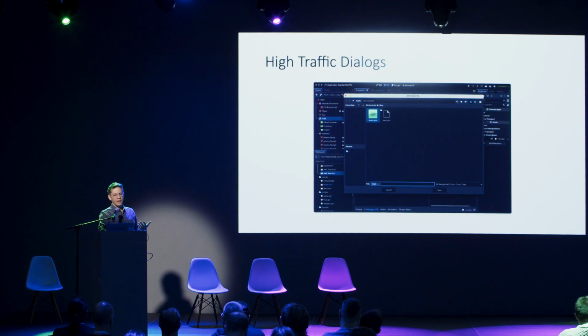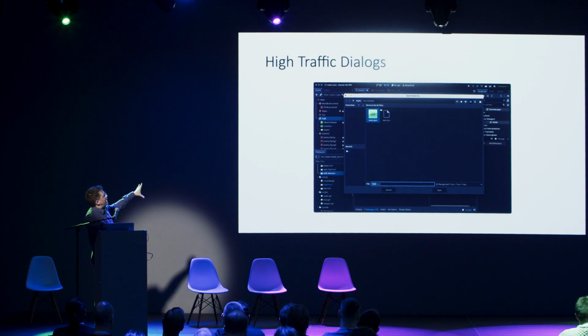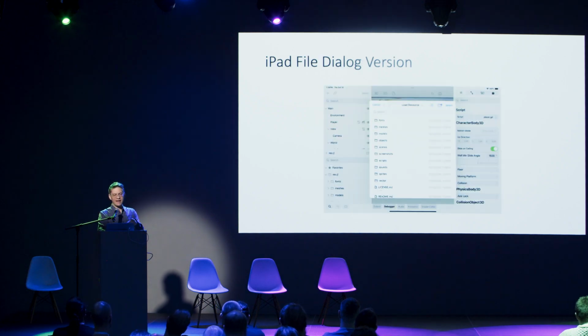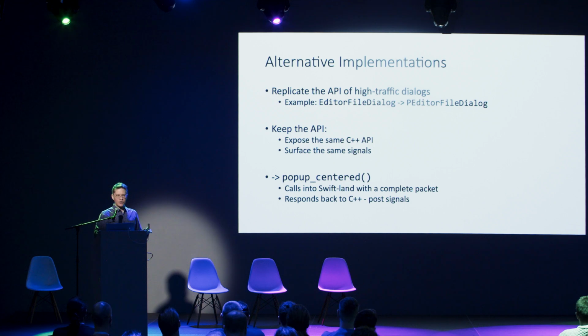So for example, when it comes to high traffic dialogues, what I mean is like, this is the file dialog for the desktop version of Godot, which works great on desktop, but that is not what an iPad user expects. An iPad user expects something like this, right? So what I had to do, for each one of these dialogues that are high traffic, things that people are going to use over and over, and they need to be native, is to keep the API.